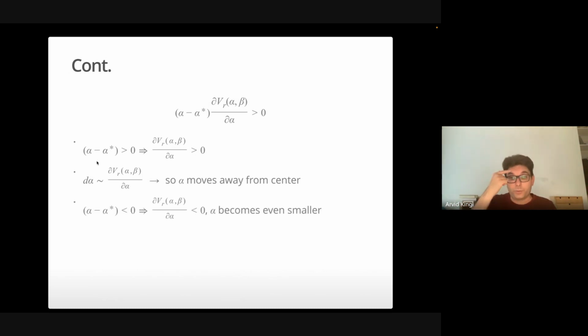And the same is of course true for the case where alpha minus alpha star is negative. You're to the left of your equilibrium point, yet your algorithm pushes you even further to the left. And exactly the same is true for the column player. For the column player, you just replace alpha by beta, but everything else is exactly the same.